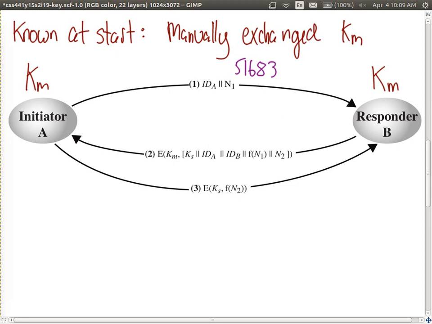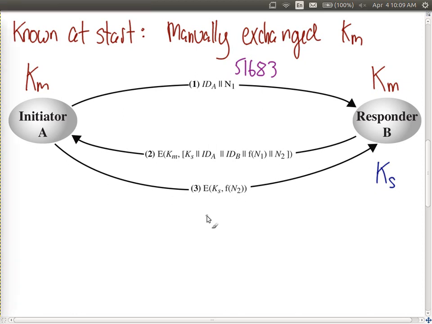B gets this message and realizes we need to exchange a session key. So what B does is it generates a session key, KS. A random session key, so it can just generate a random number of a certain length, and that will be its session key. And then it sends back message 2. Message 2 contains the session key, KS, the value we just generated. The identity of A, since the message came from A, we send back a response saying this is to A, and it's from B, so we include our own identity here.